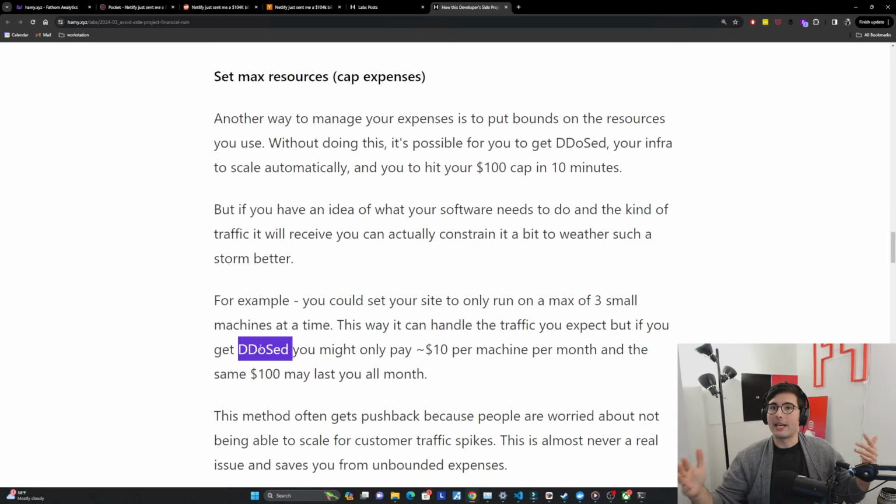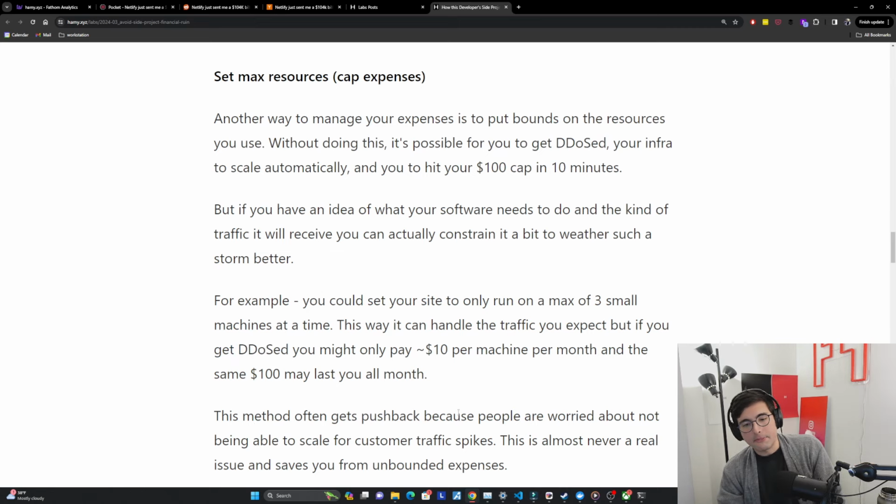Because as we'll talk about, you can't actually prevent DDoS totally, but there are ways to prevent their impact. The main pushback I get when I recommend this is that people are worried about not being able to scale up for customers' traffic spikes, which, if you're a business and this is real traffic, makes sense. But in practice this is almost never true. You're solving for a non-existent issue when you should be focused on guarding against the very real risk of unbounded expenses.